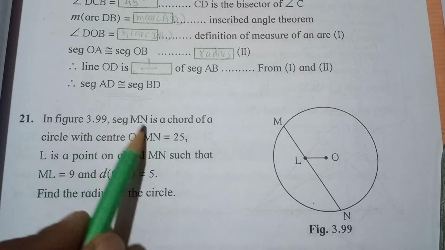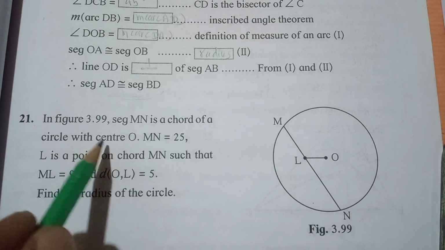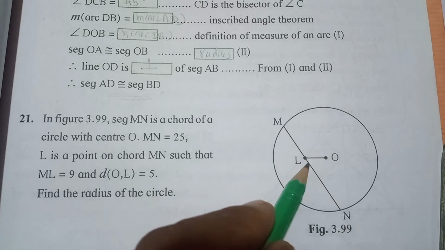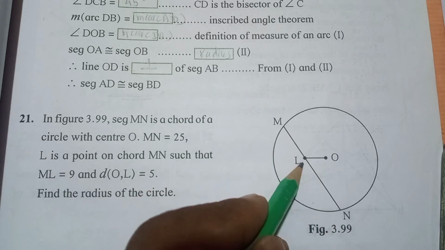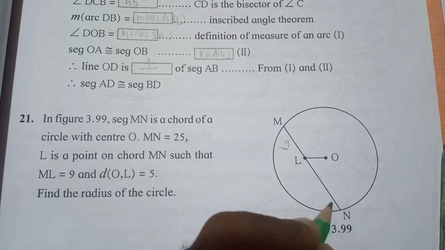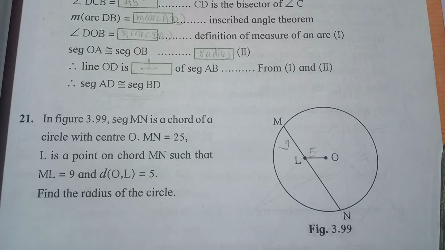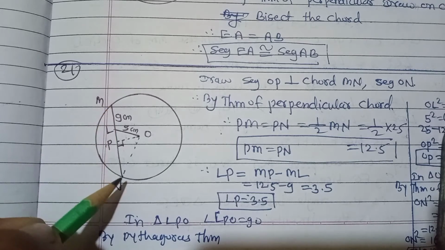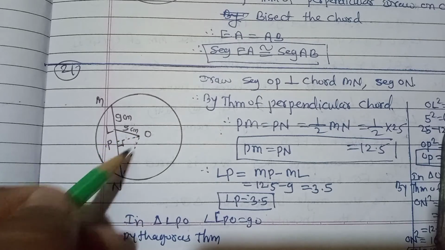Question number 21. In the figure, MN is a chord of the circle with center O. MN is 25. L is a point on the chord MN such that ML equal to 9 and OL equal to 5. Find the radius of the circle. Some constructions here. Draw seg OP perpendicular to chord MN. Join ON.